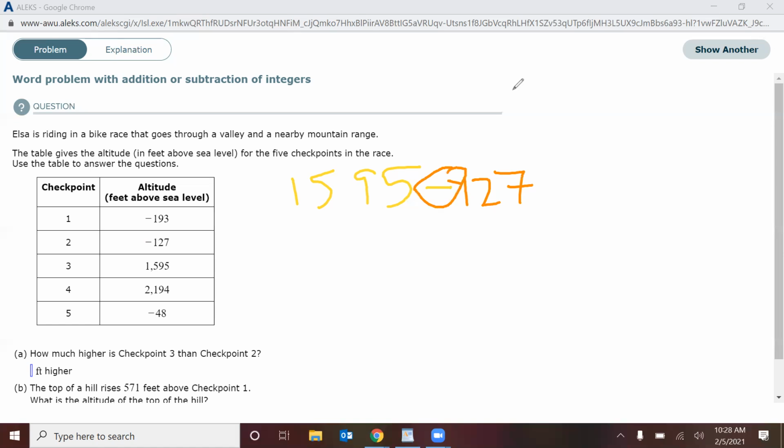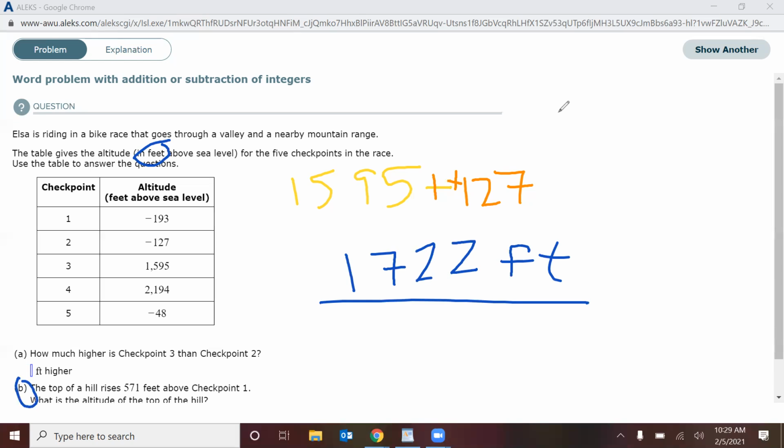Now, when we have minus a minus, they both become plus because they're undoing each other essentially. And so 1595 plus 127 is going to be 1,722. And because it's a word problem, I need to include the units, and it is feet. So checkpoint 3 is 1,722 feet in elevation higher than checkpoint 2. And if you think about it, that makes sense.